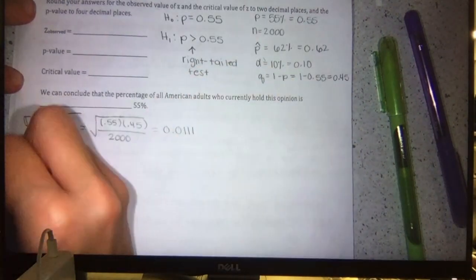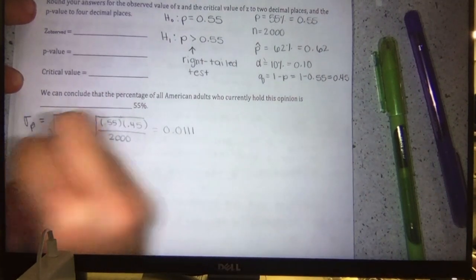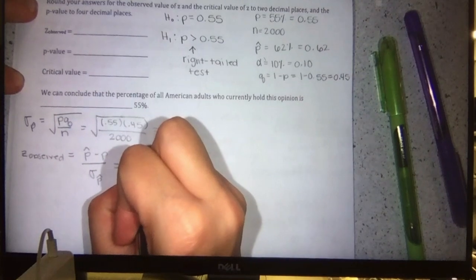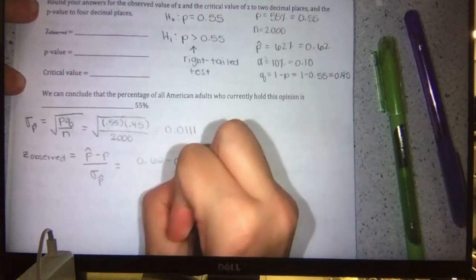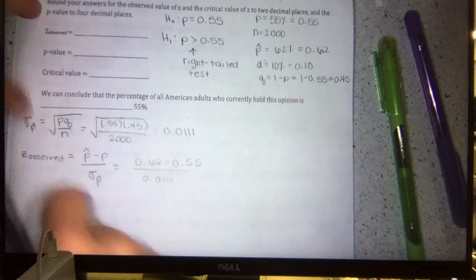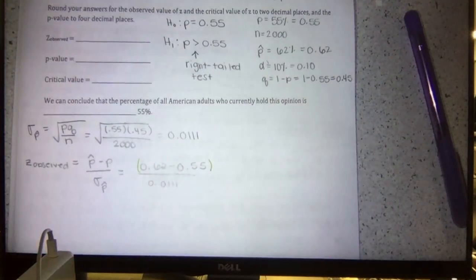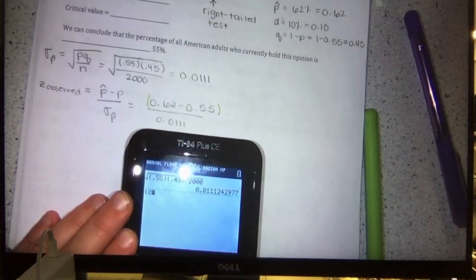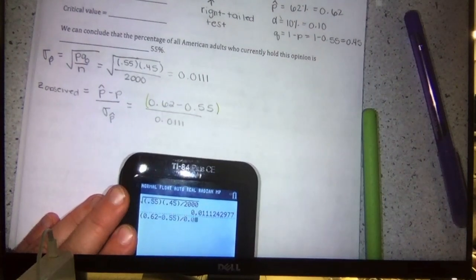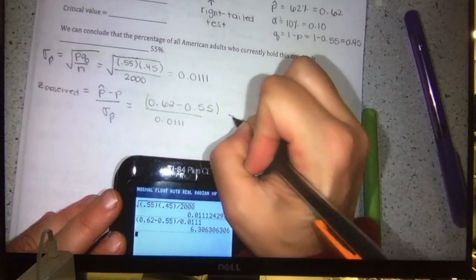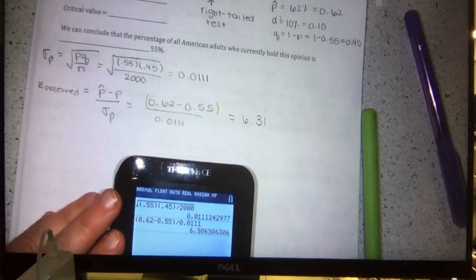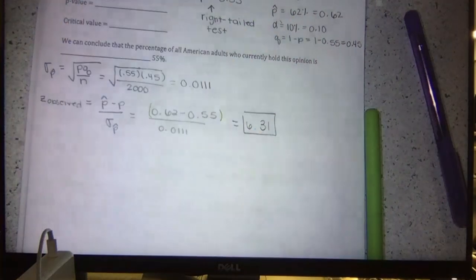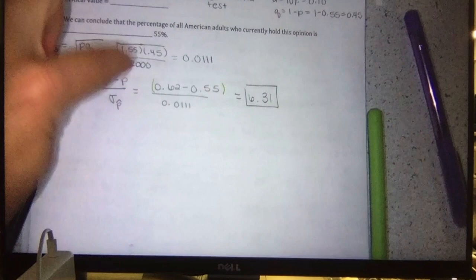That means our z observed is going to be our p hat minus our p all over that sampling standard deviation. So our p hat was 0.62 minus 0.55 all over that 0.0111. Remember to make sure that the top of our fraction goes in parentheses. And that will give us 6.31. It says round z to 2 decimal places. So z observed is 6.31. And it's going to be the same thing we've been doing. Just this was our only little change so far.